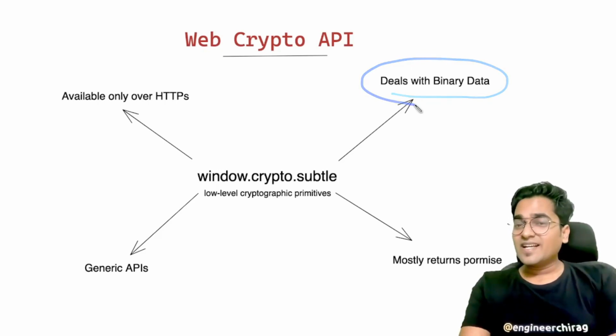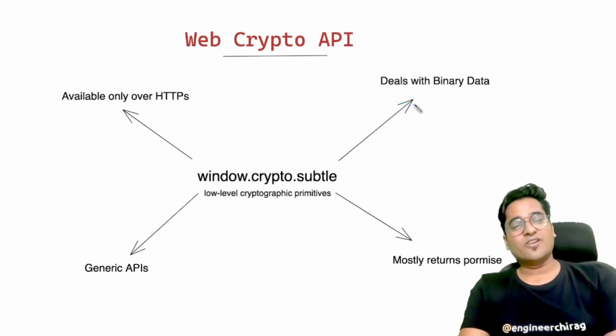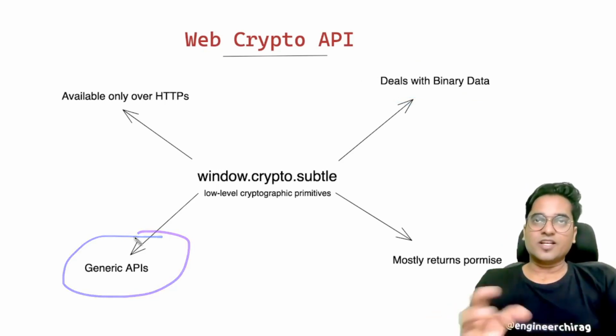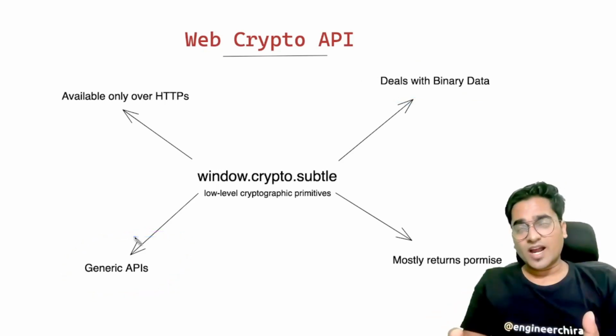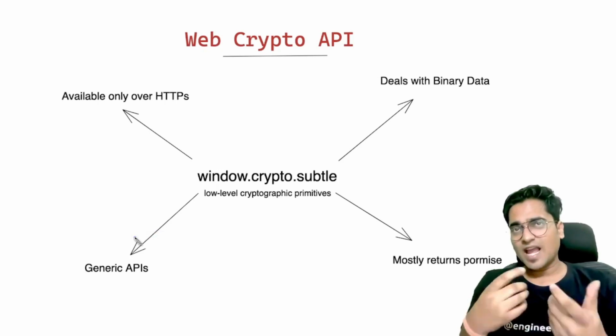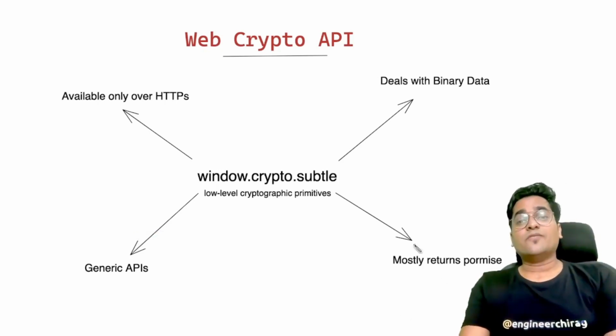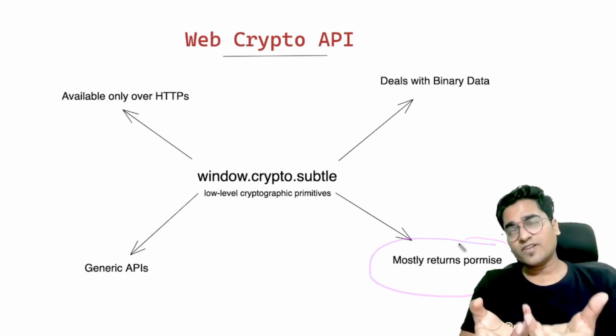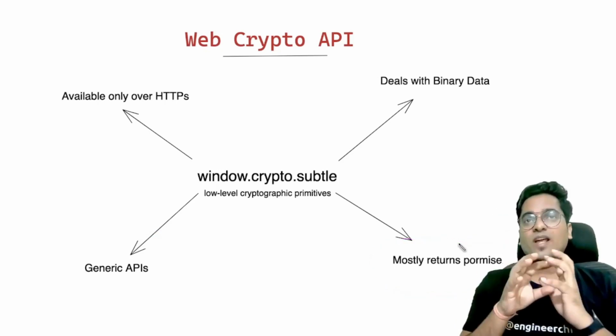So the binary data is very important in this particular case. Then it provides you a lot of generic APIs using which encryption, decryption, unique ID generation, and a lot more things happen. And whenever you operate with those APIs, in most cases you get a promise back where you can take a decision.